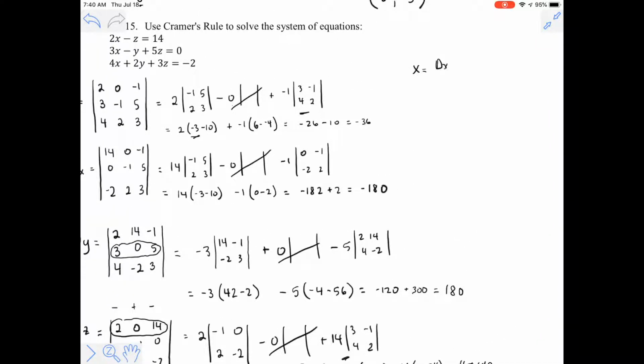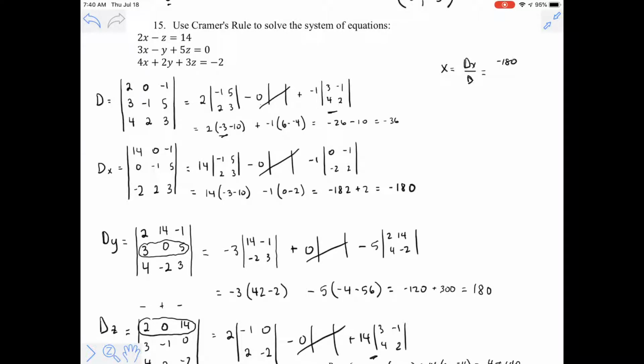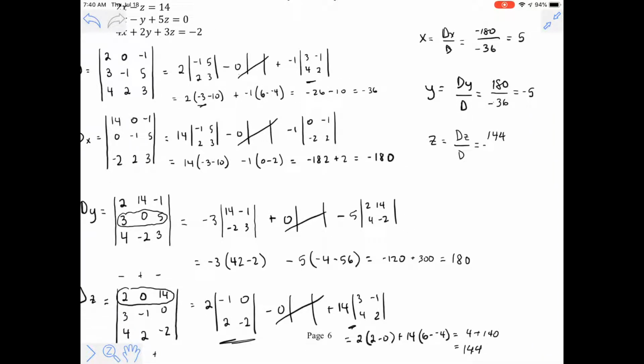So x is D sub x divided by D, so negative 180 divided by negative 36 is 5. Y is D sub y divided by D, and that's positive 180 divided by negative 36. Negative 5, and z is D sub z divided by D, that's positive 144 divided by negative 36, and that equals negative 4.